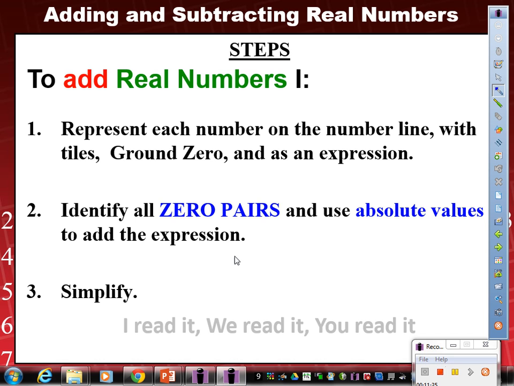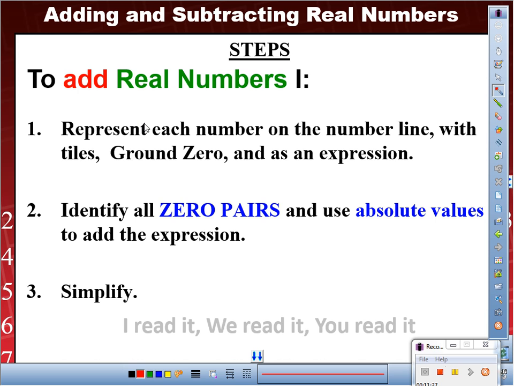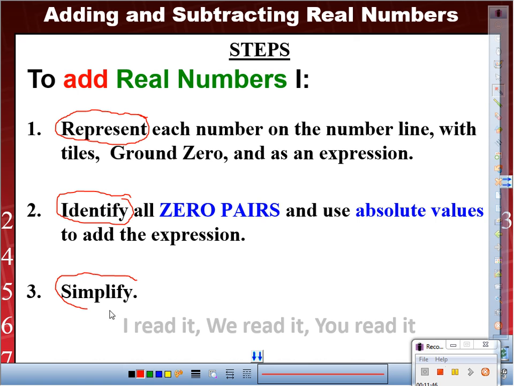For those of you that are already done writing this down, could you circle the first word of each step so you can remember the steps a lot faster? First step, we represent. From there, we identify. And then at the end, we simplify. So first step, we represent each number on the number line with tiles, ground 0, and as an expression. We need it as an expression because we need to use this rule, using absolute values. That's why it needs to be written out. And we already know what to do with 0 pairs, right? When we use the tiles. And at the end, we simplify. Are we there so far?